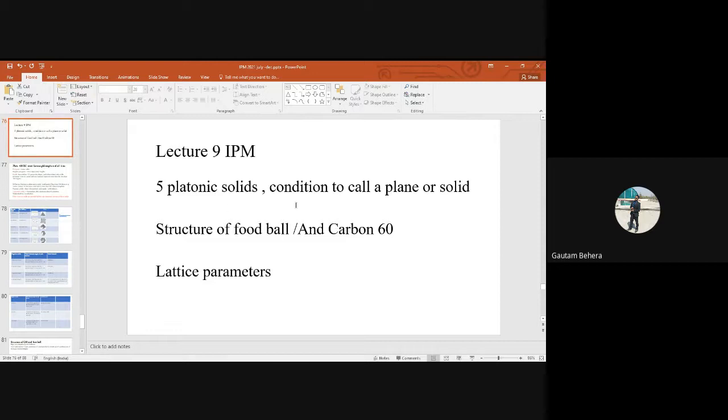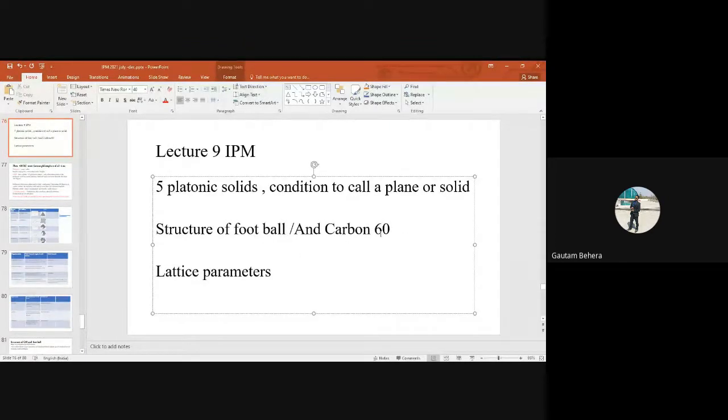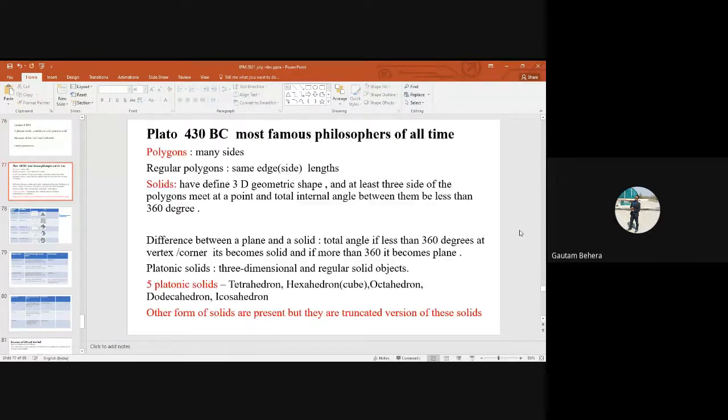So today is lecture number 9 of the Introduction to Physical Metallurgy class, and today's content are: the 5 Platonic solids; second, what is the condition to call whether it is a plane or whether it is a solid; the third is the structure of this, which is actually a football, carbon 60; and what are lattice parameters. These are the 3 contents of today's lecture.